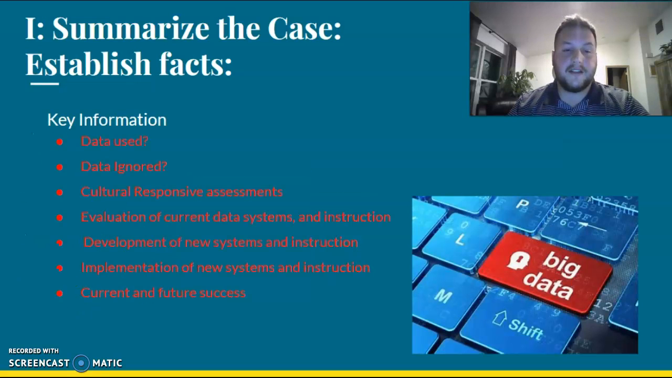Kind of breaking down the details more. So key information is the data being used. It begs the question whether all the data has been collected.